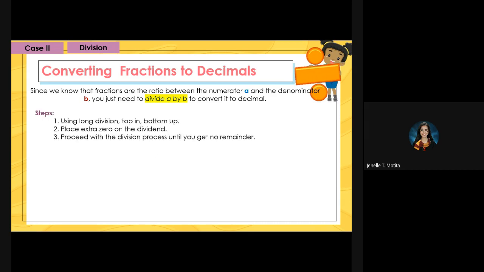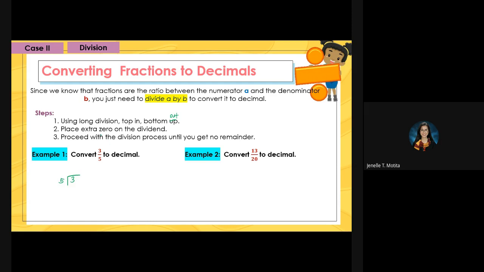So here are the steps, and let's have two examples. Example number 1, convert 3 over 5 to decimal. First step, using long division, top in, bottom out. So put your numerator inside the division bar and your denominator outside the division bar.